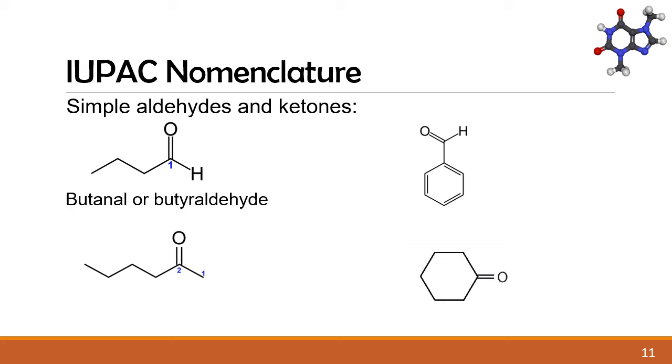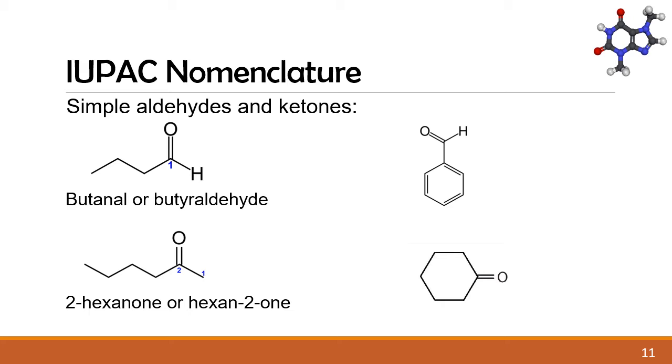The next compound on the lower left is a ketone. For ketones, we need to indicate the location of the carbonyl group. In this case, C2 is double bonded to oxygen, so we name this compound as 2-hexanone or hexan 2-one.